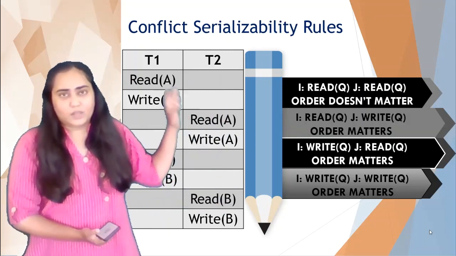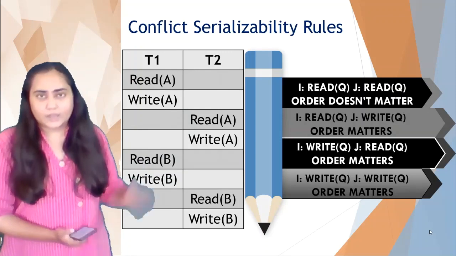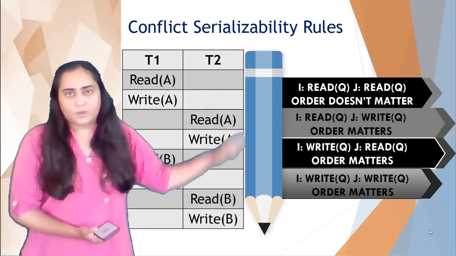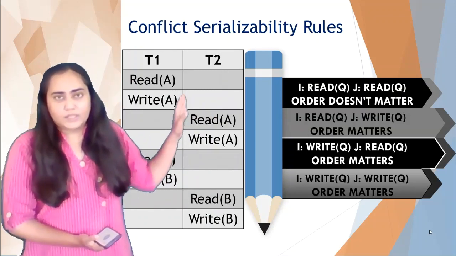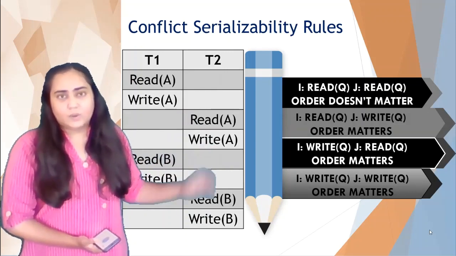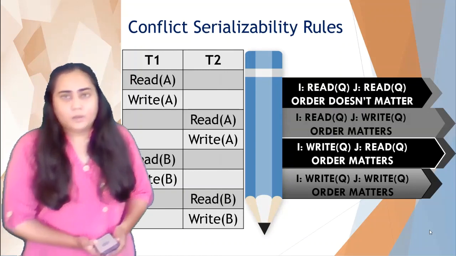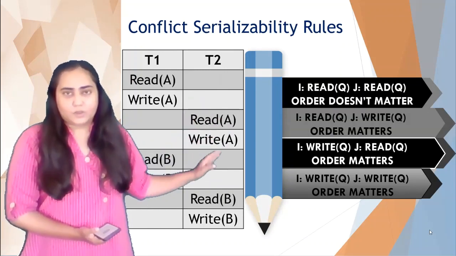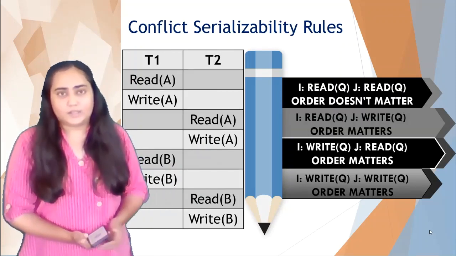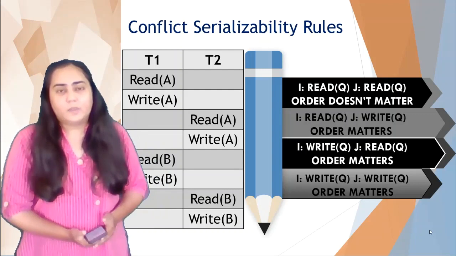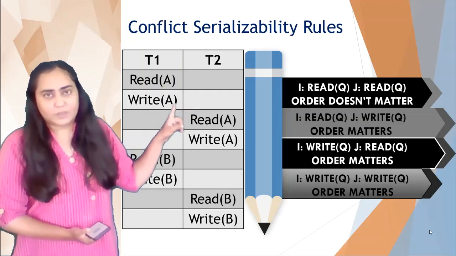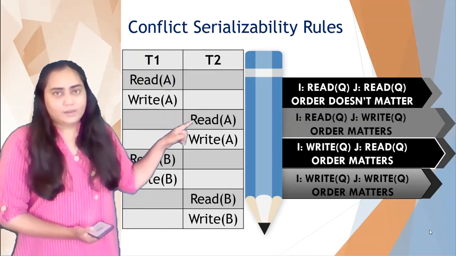So consider that T1 is transaction I and T2 is transaction J, and they are both working on the same data item, so you can apply one of these rules. The first transaction is doing write A and the second one is doing read A. So it's a read-write type of operation, which means you could apply either the second rule or the third rule, depending on which transaction you selected as I and which as J. But in either case, the order matters, which means I cannot put write A down and take read A up.